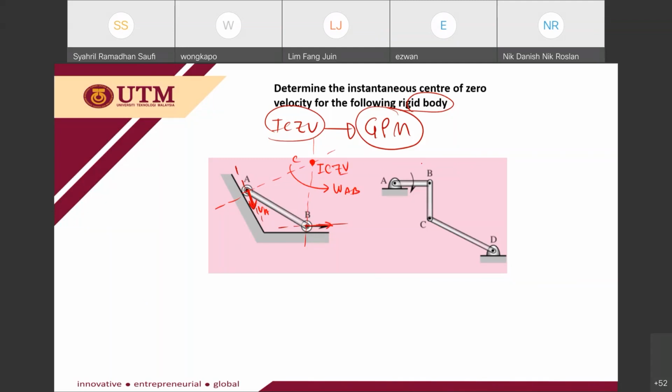Okay, I go to the second one. Previously I know that this is my VB, and then this is my VC. If I draw the perpendicular line to VB and VC, the intersection point here is your ICZV. If this is the direction of VB to VC, then I know that this is my omega BC, because remember BC is GPM, general plane motion.